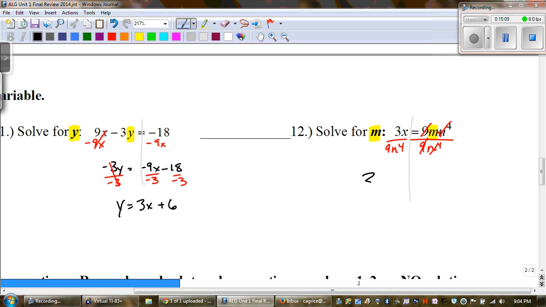So when we look at this, 3x over 9n to the fourth equals m. Can I cancel or reduce anything? And the answer is yes, okay? 3 over 9 is the same thing as 1/3. So when we're done, we get m equals 1x over 3n to the fourth.